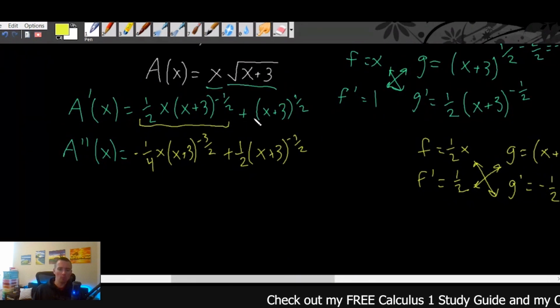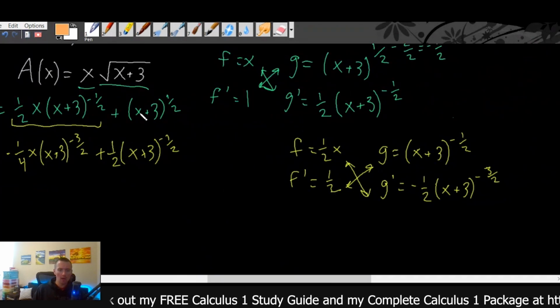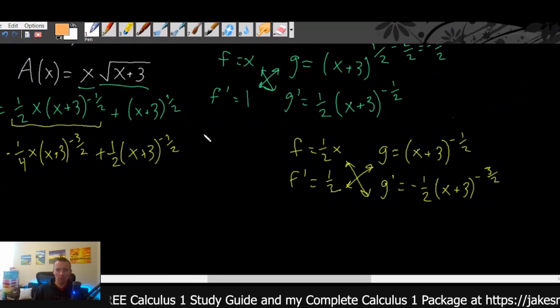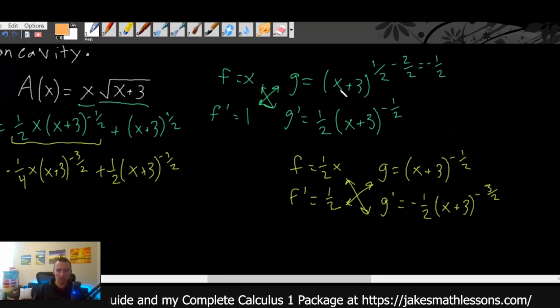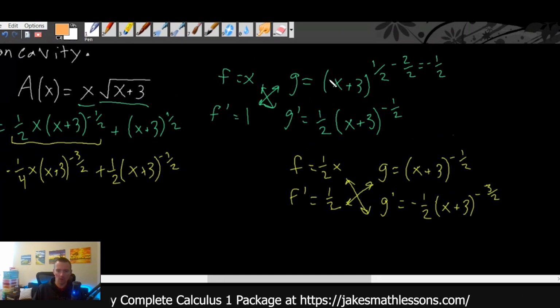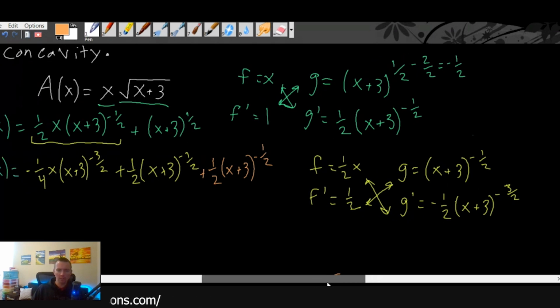All right, and then we still need to find the derivative of this piece here. So we haven't done that one yet. To do that, x plus 3 to the 1/2. Well, we've already taken that derivative over here. That was a part of our previous derivative product rule piece. So we already know the derivative of x plus 3 to the 1/2 is 1/2 times x plus 3 to the negative 1/2. Okay, so now this is our second derivative.